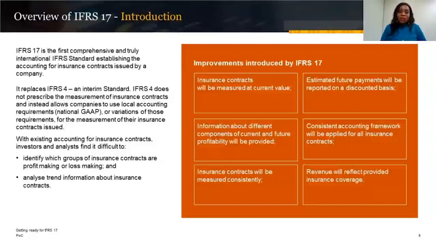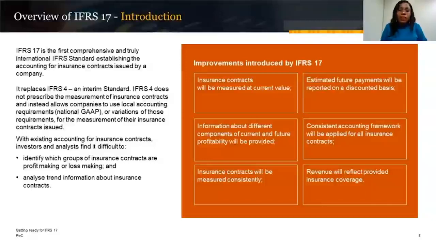Some of the major changes would involve how the insurance contracts are being measured. Now you'll be required to measure your insurance contracts using a current value. So every year, our estimates will be updated considering what has changed, considering market indices, and considering changes in our expectation on how this contract will play out. And then this will be reported on a discounted basis, so our current estimate of future payments discounted to the present value.